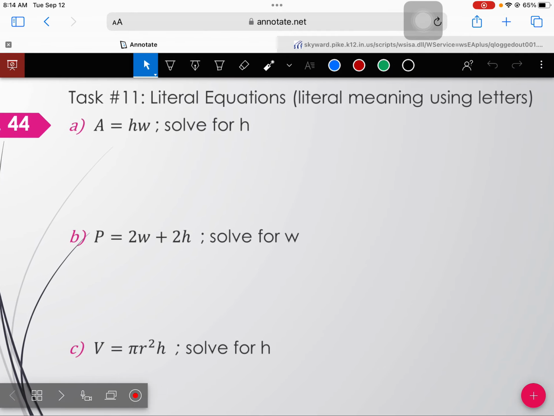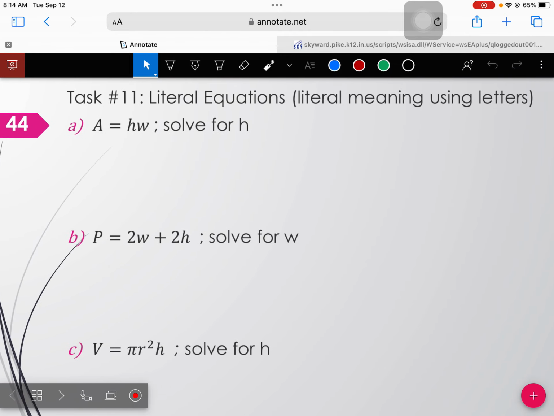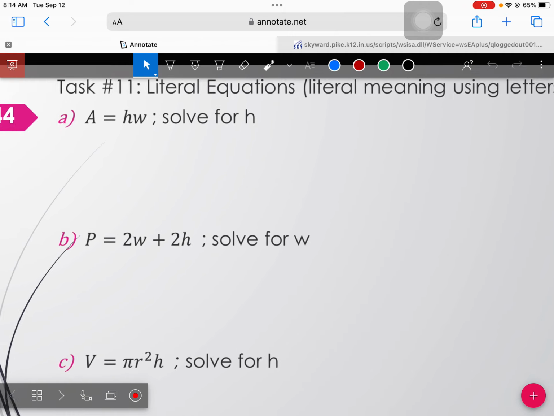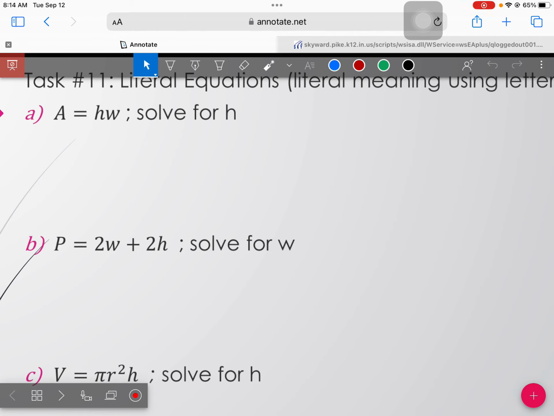So task 11, page 44, literal equations. Literal meaning using letters. Interesting. So our first one says A is equal to H times W. A is equal to H times W. We are solving for H.